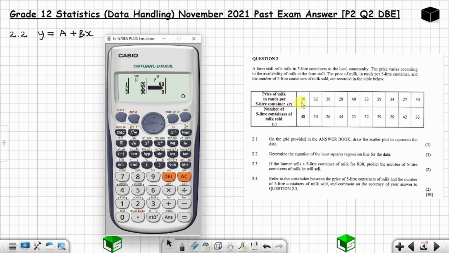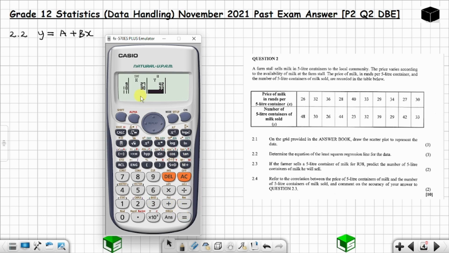And then 32 goes together with 30. Okay. There is 30. And now let's insert the remaining values. So you have 26. And you have 44. And you have 23. And you have 32. And we have 39. And we have 29. And we have 42. And we have 33.